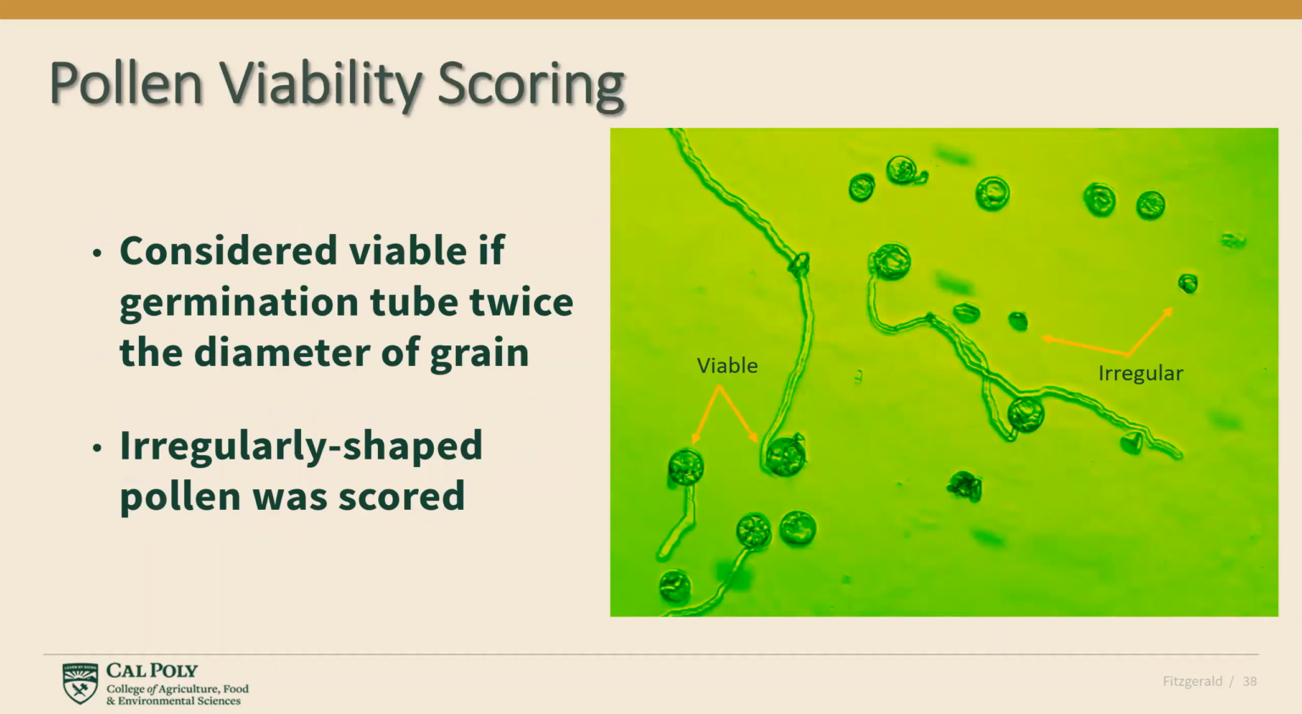The way we scored pollen viability was by considering a grain viable if the germination tube grew twice the diameter of the grain itself. We also counted irregularly shaped pollen grains, as you can see up here in the photo.